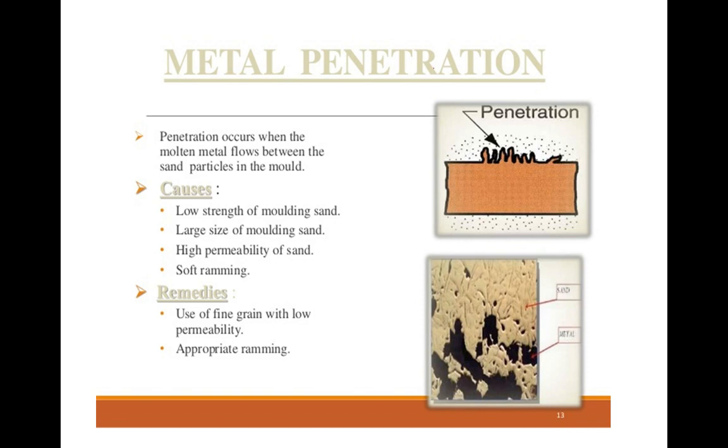So metal penetration is when molten metal flows between the sand particles. Penetration occurs when the molten metal flows between the sand particles in the mold. The metal starts flowing into the sand particles. Instead of flowing only in the cavity, it also flows into the sand particles. So this portion is the metal penetration.